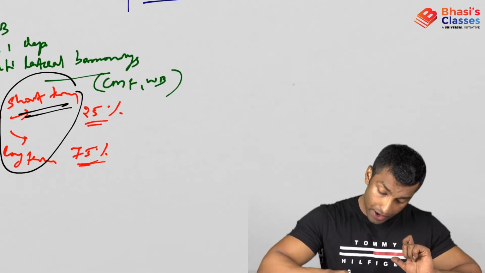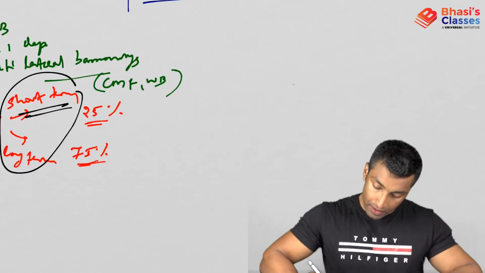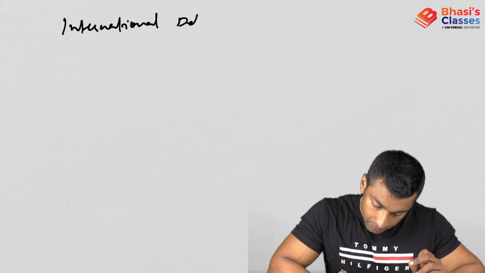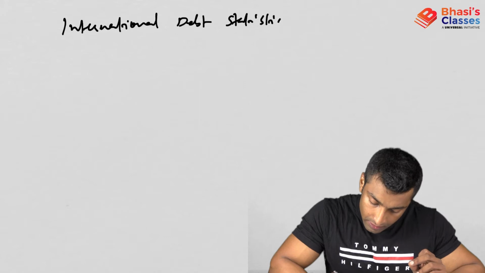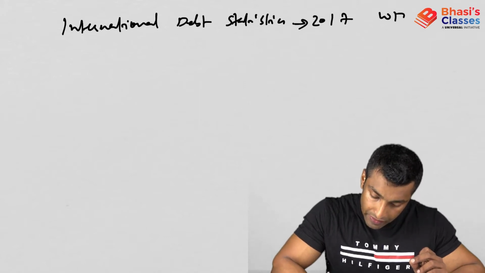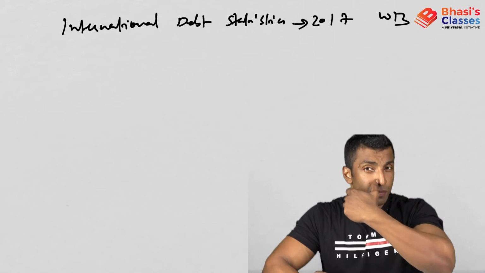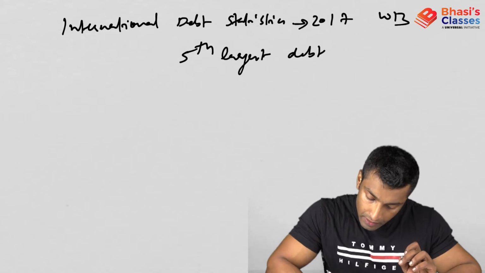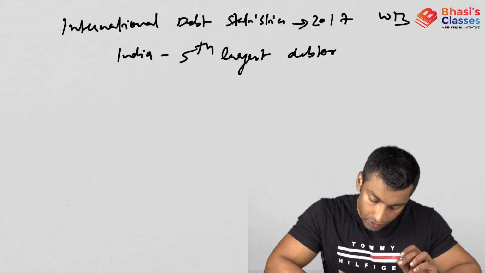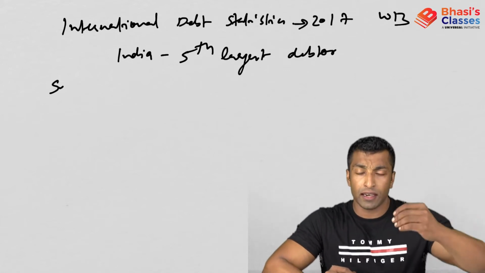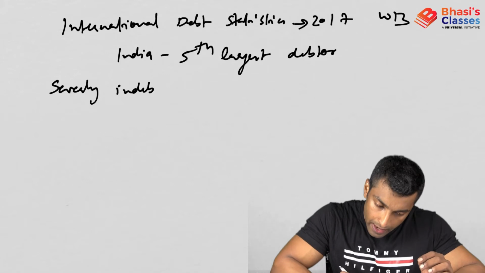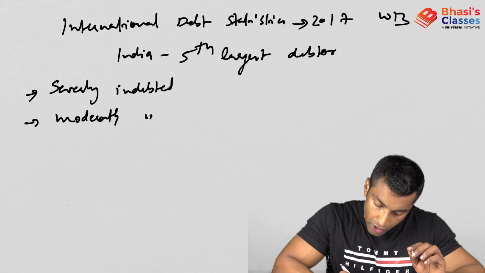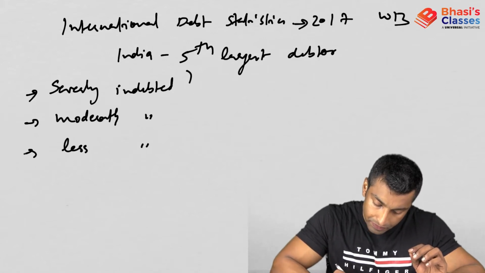Okay, now one more interesting fact which I want to give you here is the International Debt Statistics 2017, published by the World Bank. You know what was India's position? India was the fifth largest debtor in the world. Okay, and they have given the classification: severely indebted, based on the vulnerability, moderately indebted, and less indebted.